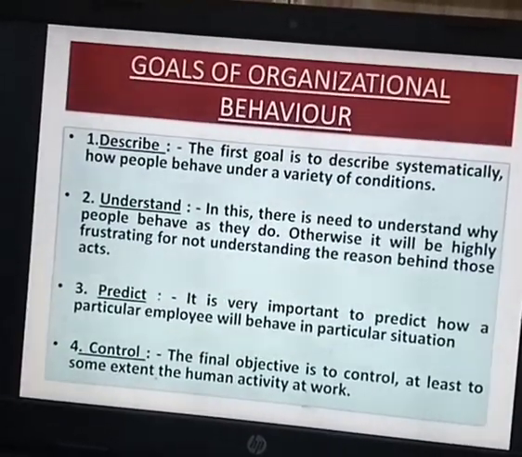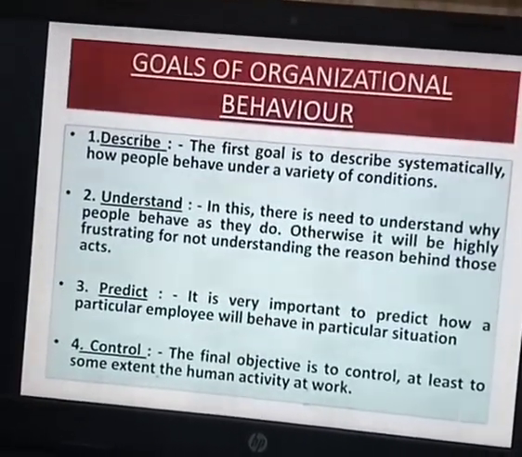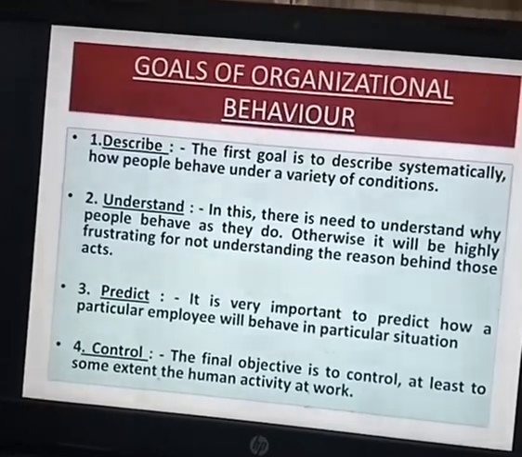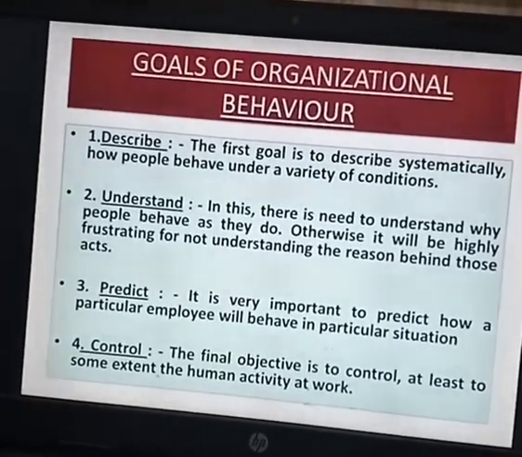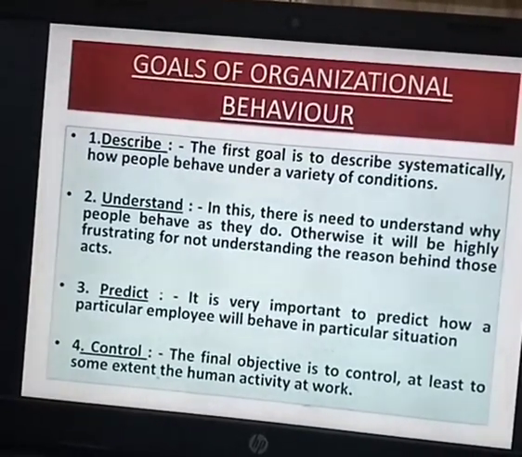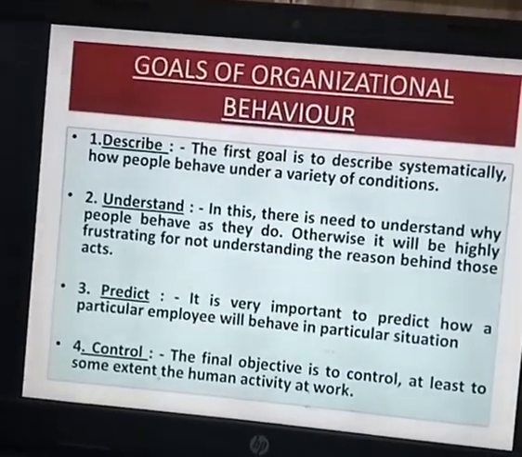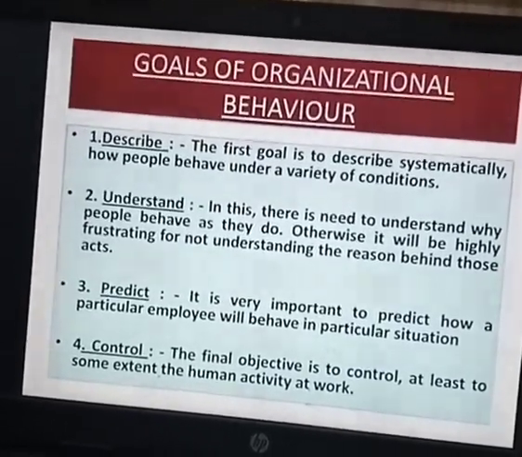This includes organizational behavior at the micro level, meso level, or macro level. And the fourth one is control. The final objective is to control, at least to some extent, human activity at work.